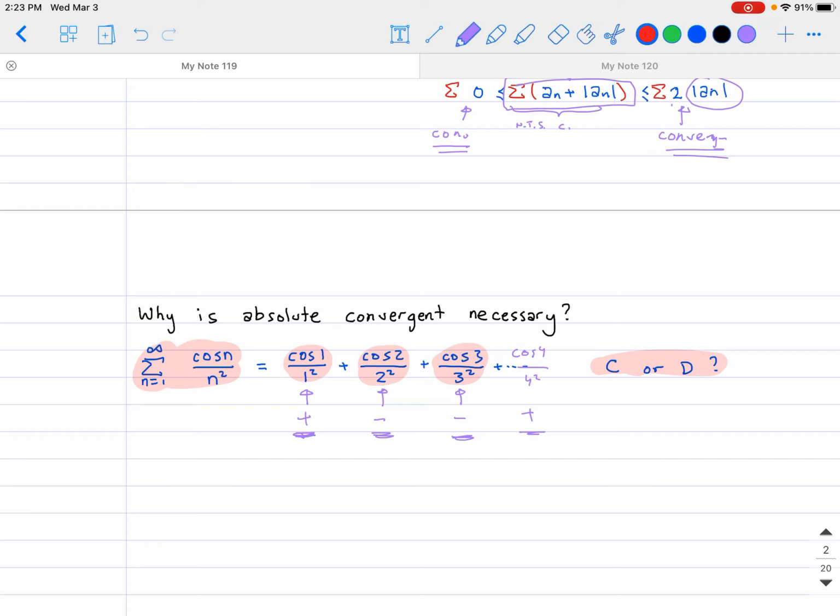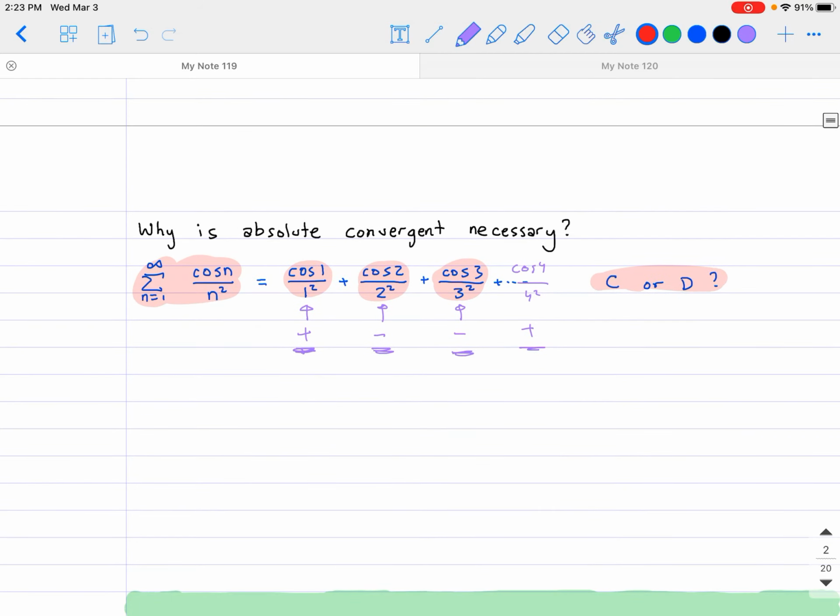We can't use the integral test. We can't use the limit comparison test because the terms are all messed up. So this is where the absolute convergence thing comes in. So here is what I'm going to do. I'm going to show that this series is absolutely convergent, because if I can do that, then by the theorem that we just had previously, it is going to be convergent.